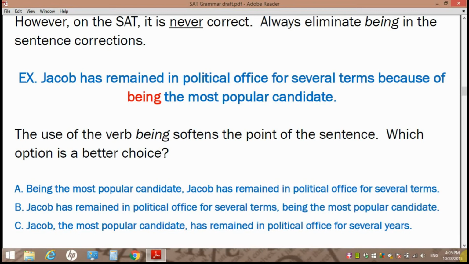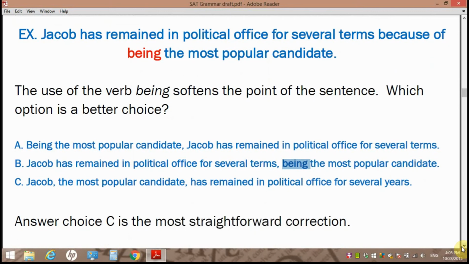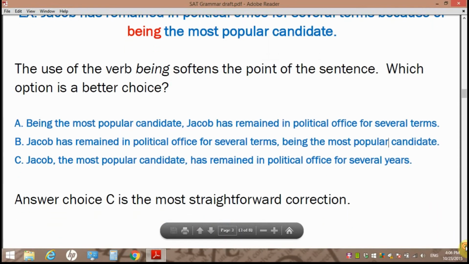Okay, so looking at answer choice A, we still have the verb being. So does answer choice B. So just based on that, answer choice C would be the only correct option for the SAT. And if you look at it, it is a more straightforward correction. The other 2 don't have the same strength in their arguments as answer choice C.